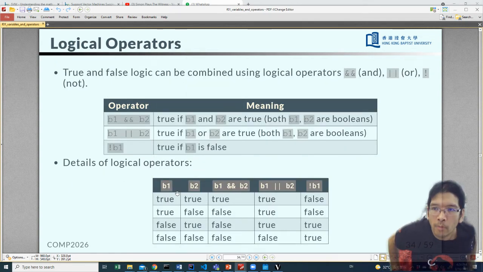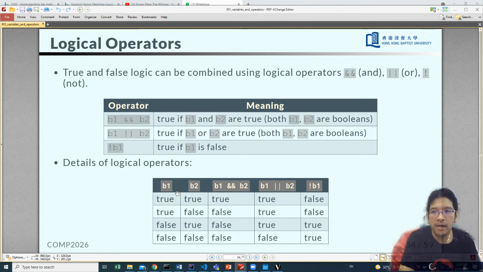The next one is logical operators. To combine different logic, true and false, we use these logical operators. Namely, we call this AND, and we call this OR. The AND operator has two ampersand symbols, and the OR operator has two pipe symbols. So what does that mean? If B1 and B2 in this example, these two variables, expressions or values, are both true, the operator joining them will give you a true value.